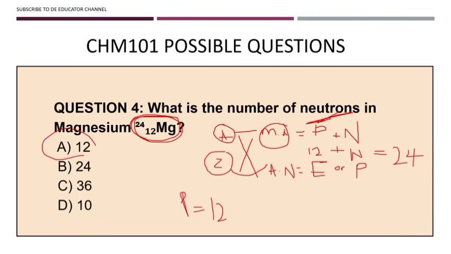In order not to go through this process, I'm explaining, that's why I'm going through this long process. Once you see calculate neutron, just subtract up from down. Or rather, subtract down from up. That's 24 minus 12. Then you get your answer. It's as simple as that.